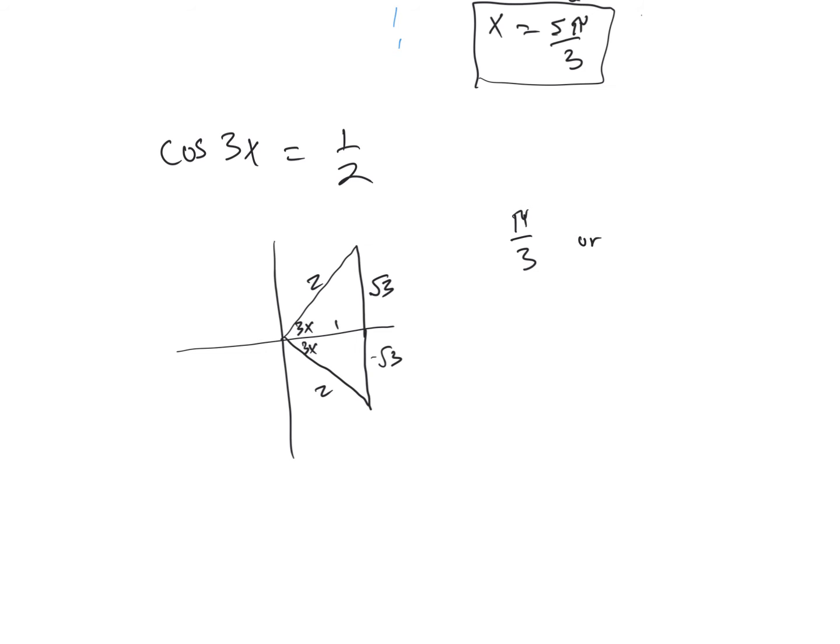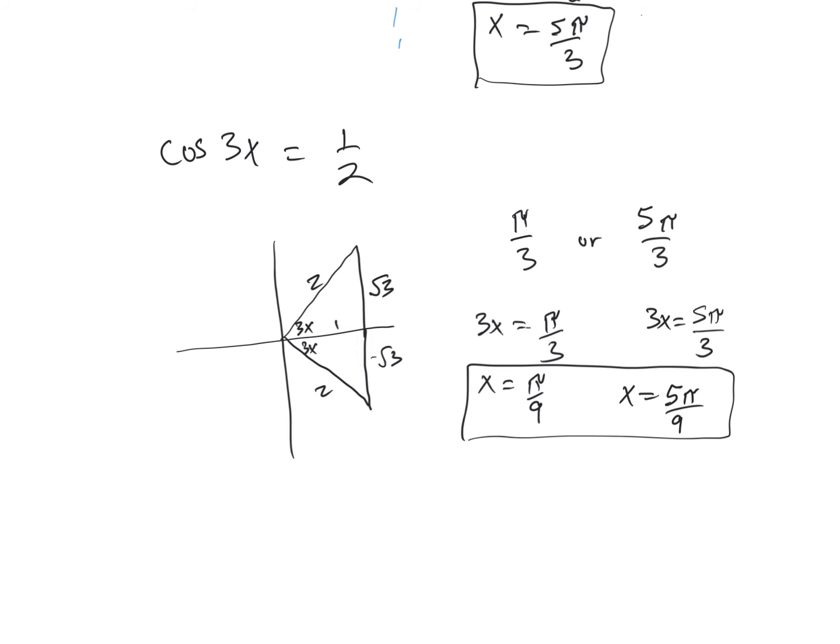So my answer is 60 degrees, which is pi over 3. It could also be 5 pi over 3. Let's see here, 6 pi over 3 is 2 pi, so 5 pi over 3 is the other one. So then I just set them up equal. I have 3x equals pi over 3, so x can equal pi over 9, and 3x equals 5 pi over 3, so x can equal 5 pi over 9. So those are the two possible answers that I have.